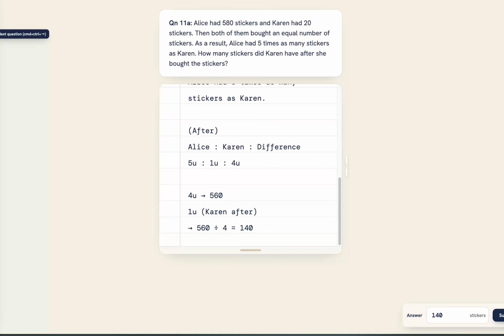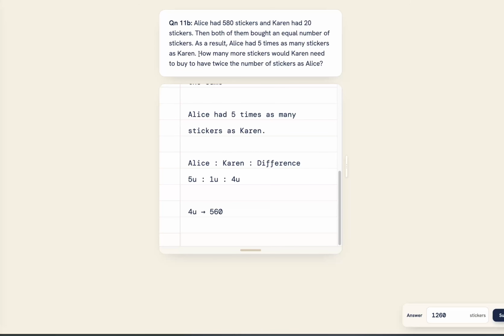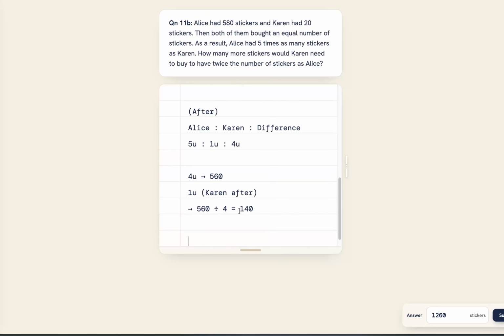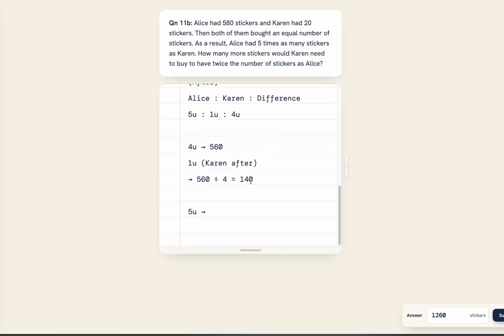So question 11 part B, it's basically how many more stickers would Karen need to buy to have twice the number of stickers as Alice? Since we know Karen is 140, we want to know Alice, which is 5 units. You can either add 560 plus 140, or I'll just use 5 times 140, which will be equal to 700. So this is what we know of Alice in the after.